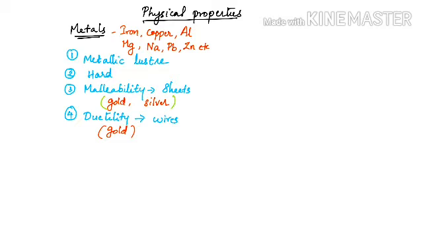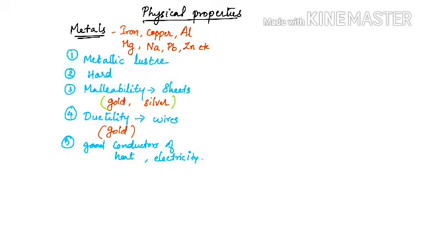Okay, then metals are good conductors of heat. They are very good conductors of heat, right? And they are very good conductors of electricity also. We are using copper wires for conducting electricity. You can look in your home and you will see a lot of wires.